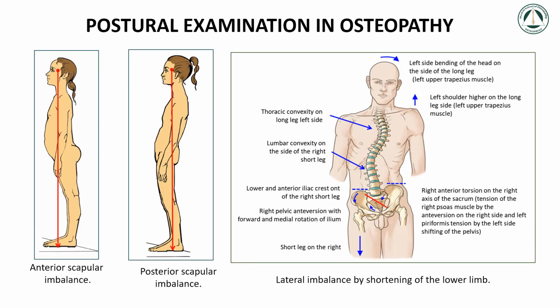The first step of the osteopathic physical exam is the postural examination. Two AP postural imbalances can be anterior scapular imbalance, posterior scapular imbalance or asthenic posture, and lateral imbalance by shortening of the lower limb, responsible for a functional scoliotic adaptation.